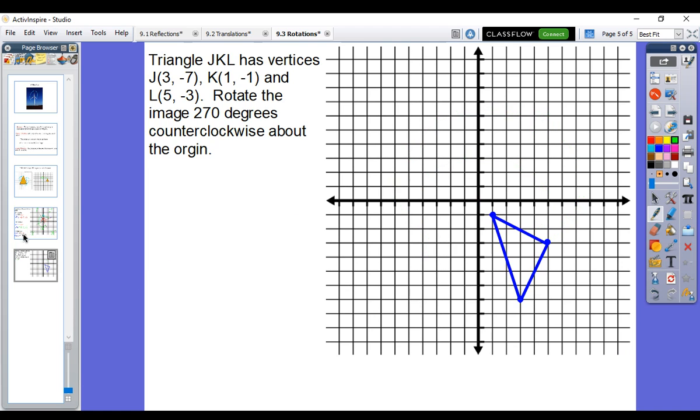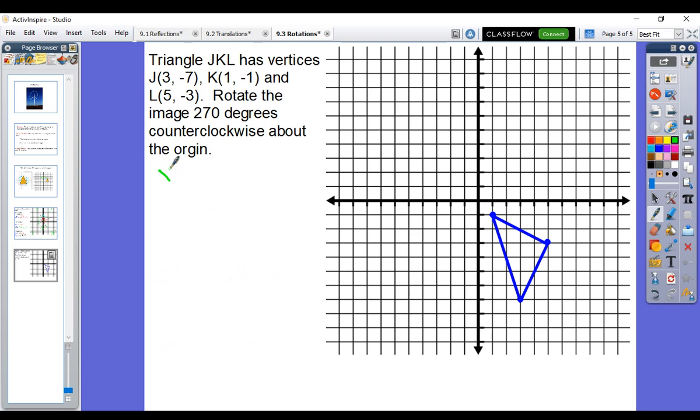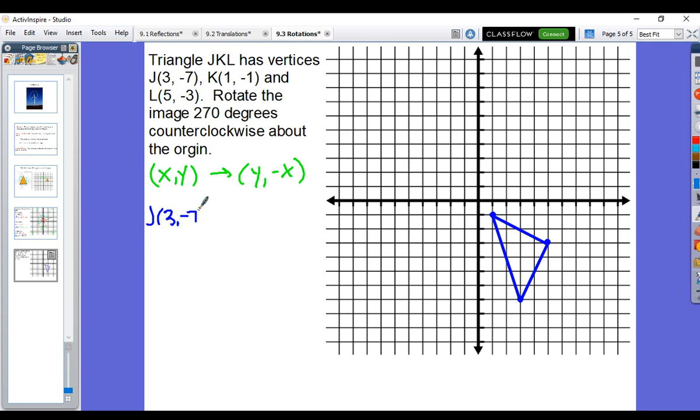Let's actually do it. Now, I don't always remember these, so I always look back. That's why you have to write these down sometimes. So x, y becomes y comma negative x. So we got J, put these in blue because they're in blue. We got J, which is at 3, negative 7, K, which is at 1, negative 1, and L, which is at 5, negative 3. We're going to flip all these.